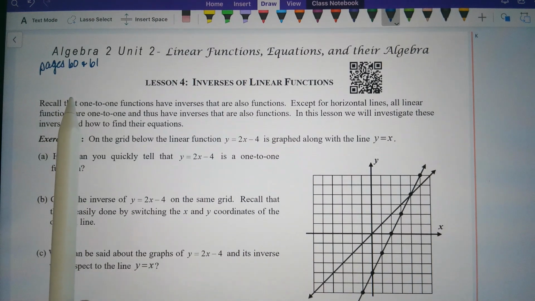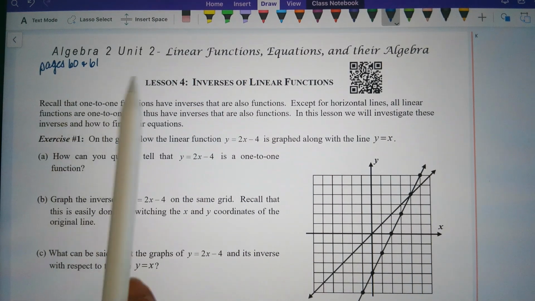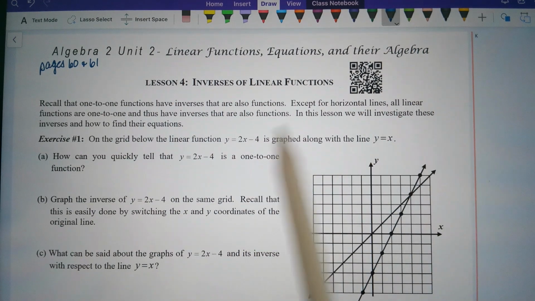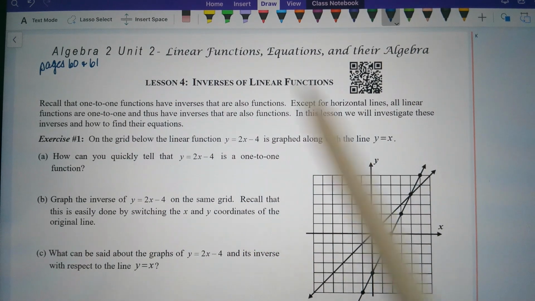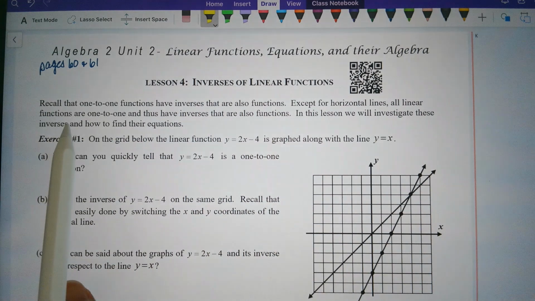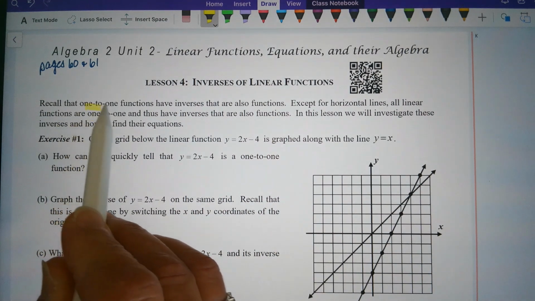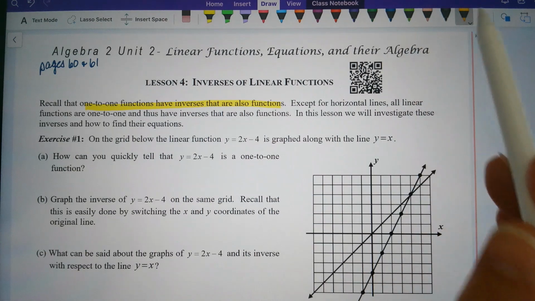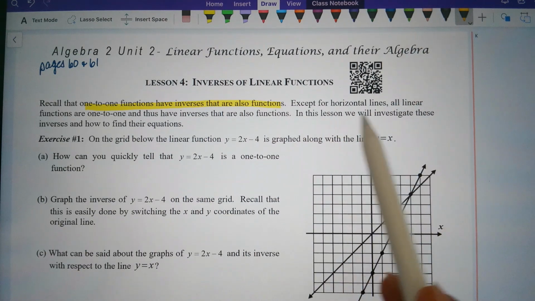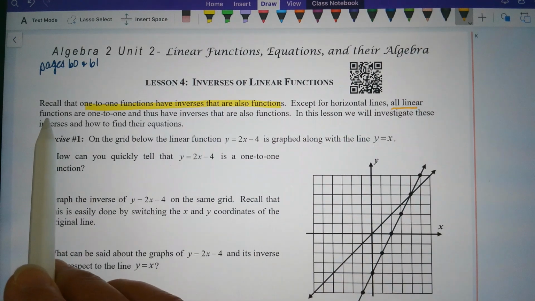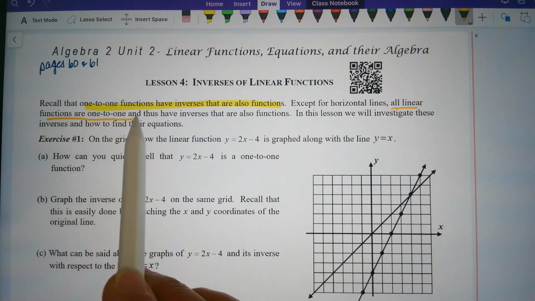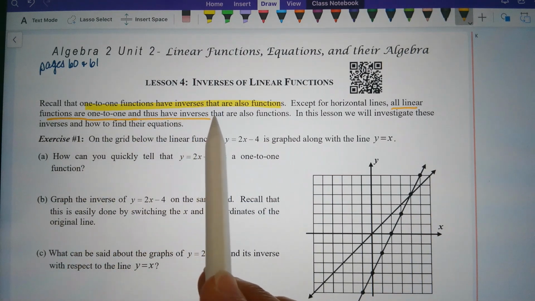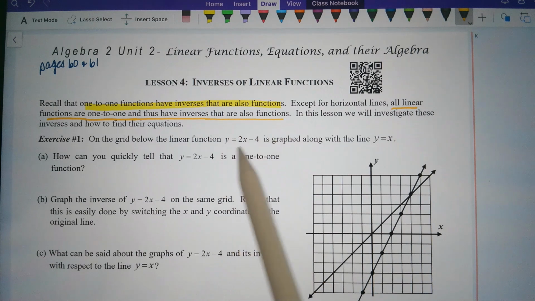We're on pages 60 and 61 of our textbook, Unit 2, Lesson 4, Inverses of Linear Functions. Recall that one-to-one functions have inverses that are also functions. Except for horizontal lines, all linear functions are one-to-one and thus have inverses that are also functions.